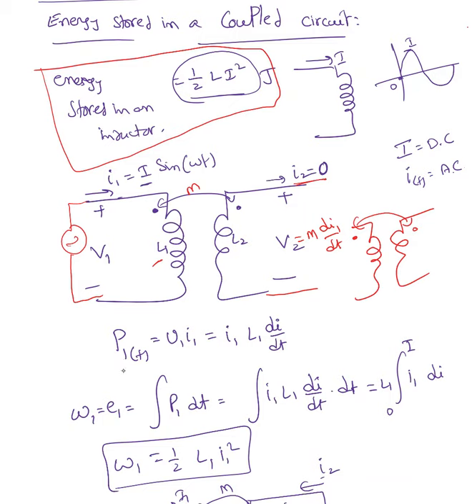Now we'll find the energy stored in each coil. First P1, the power consumed by coil 1. P is nothing but V times I, so this is the instantaneous value. P1 of t equals V1 times I1, both of them AC quantities. V1 I can write as the self-inductance L1 times di1 by dt. That is the power consumed in coil 1.